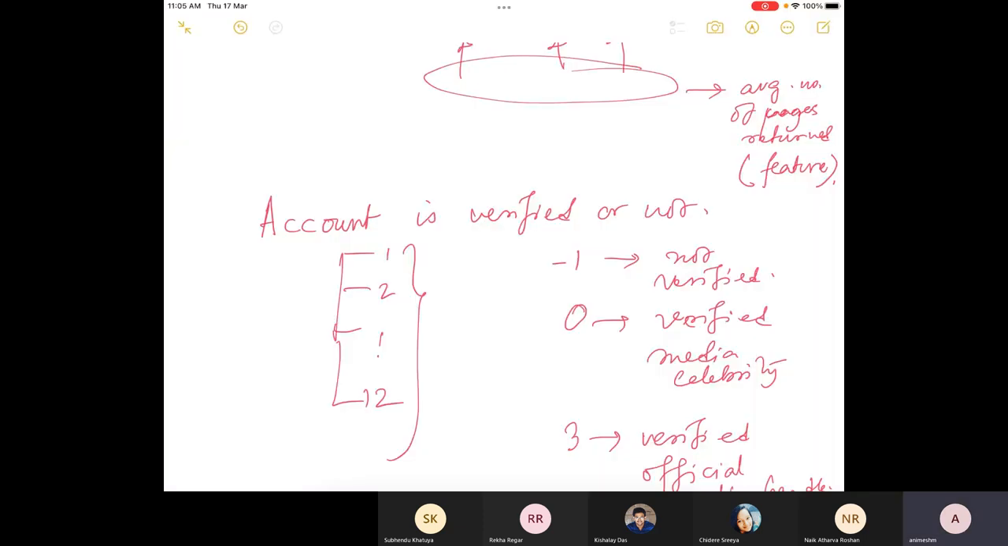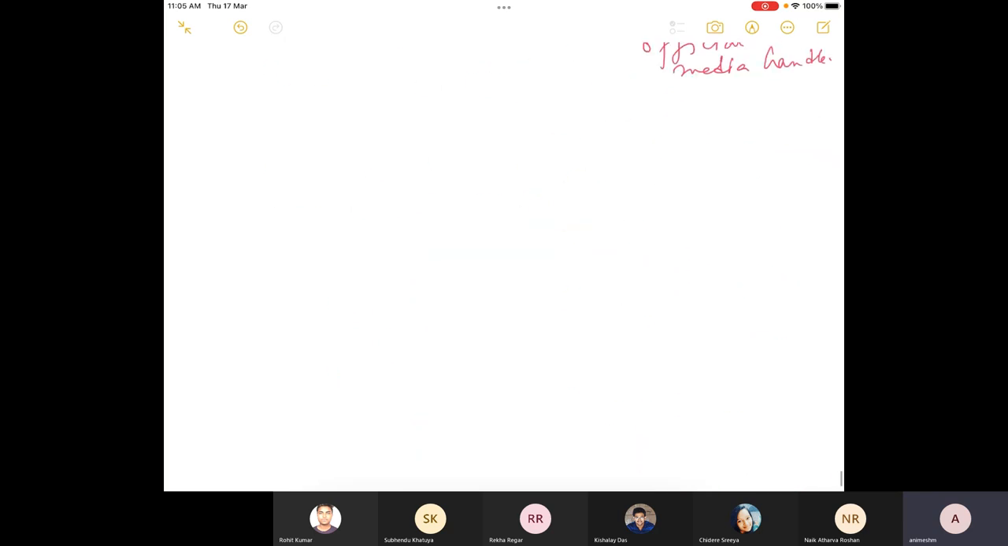Okay, so we were looking into the design of some of the handcrafted features, and we saw three features already. The first one was the topicality. The second one was about the search engine result. And the third one was about whether the account is verified or not. Now, the next one is the sentiment score.